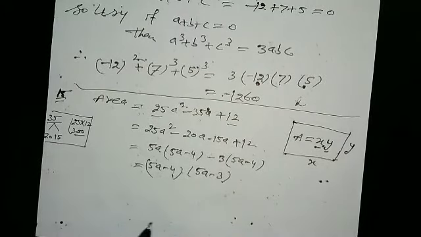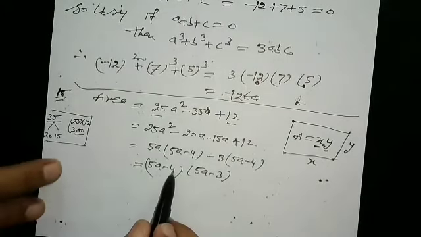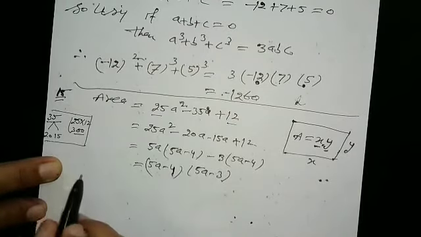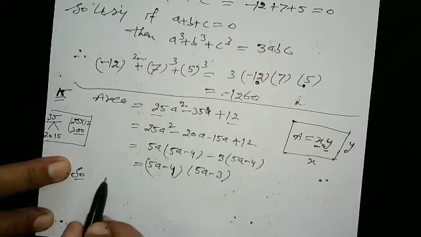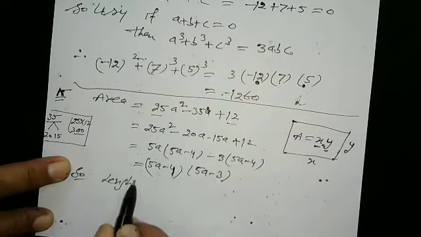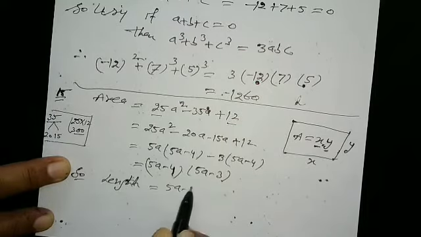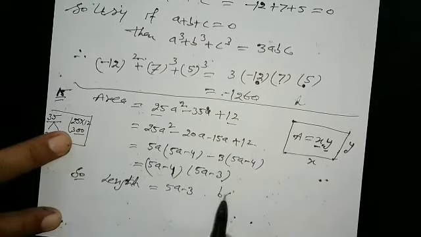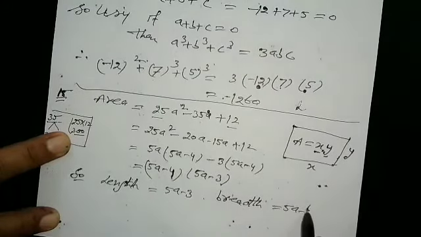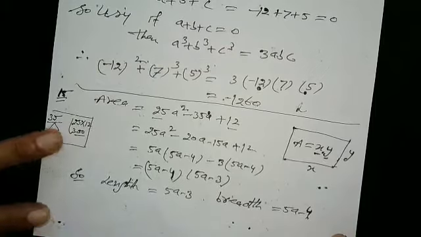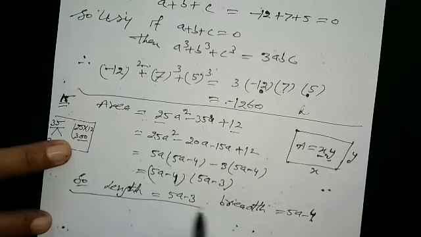Which is length and which is breadth? Length is larger than breadth, so larger one is 5a minus 3, and length is 5a minus 3, right? And breadth 5a minus 4. Okay, very easy.